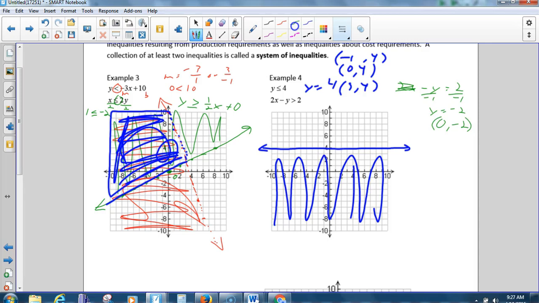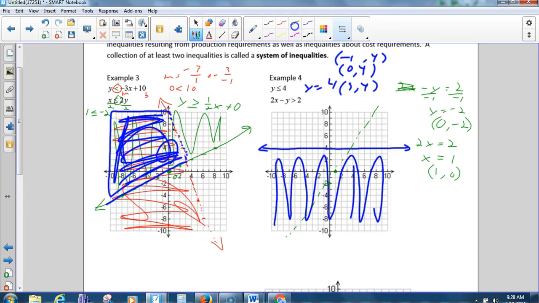If I cover up the y, I just get the statement 2x is equal to 2. Divide by 2, x is 1. That's (1, 0). So I have (1, 0) and (0, -2), these two points here. I could have also solved for y. Either way works. Now, that's a dotted line. It's going to look like that. And then I have to graph that line.